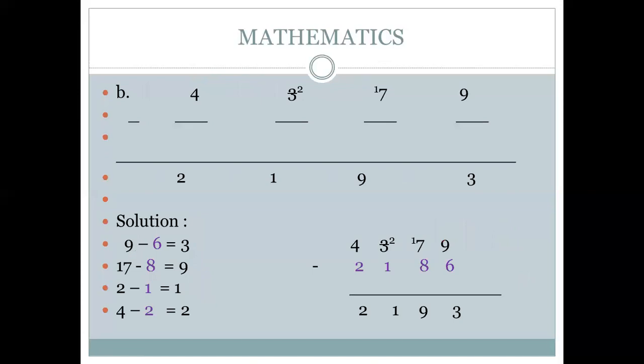Now come to part B. In this, the first number is given and the answer is given. The second is missing. All the digits in the second number are missing. We can easily find the number on the ones place in all the questions because there is only one. If we subtract 9 and 3, 9 minus 3 is 6. It means the missing number will be 6. See here, 9 minus 6 is equal to 3.